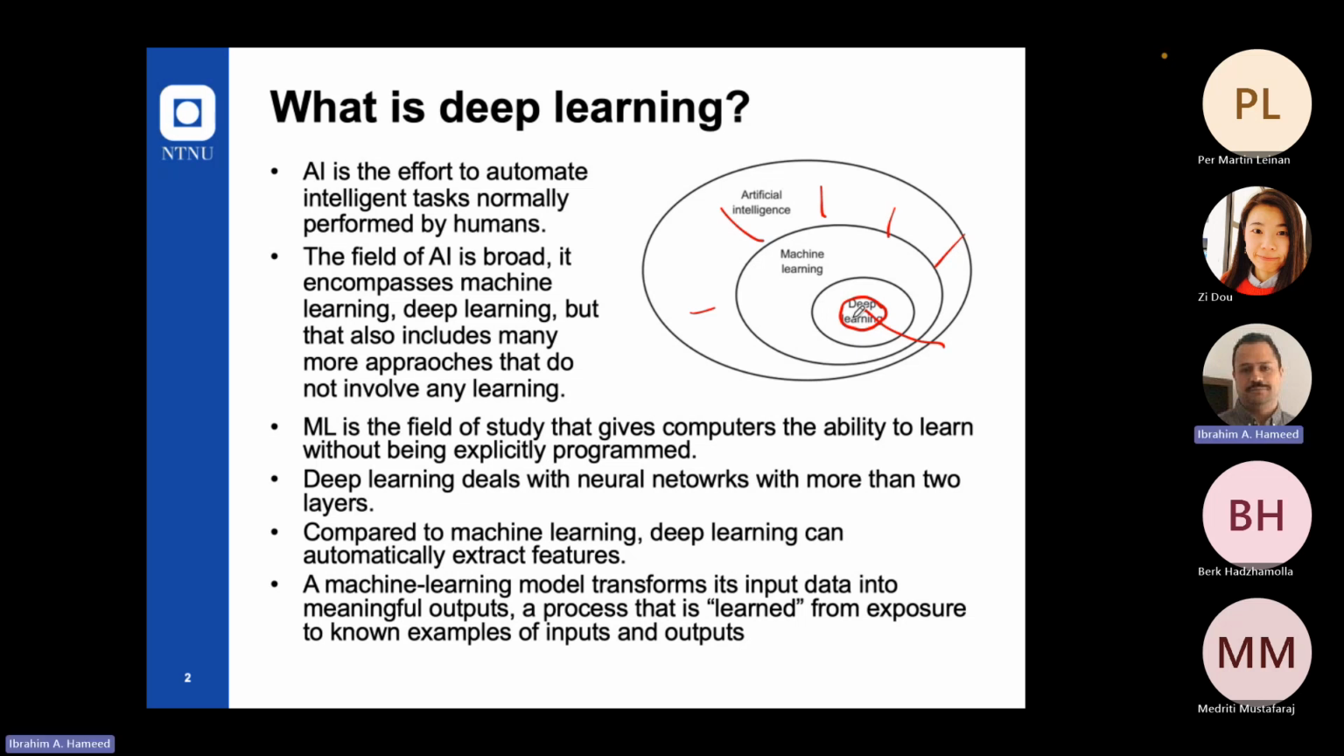So artificial intelligence is a very large umbrella and it includes many areas. Underneath artificial intelligence, we have machine learning. Machine learning is a field of study which gives computers the ability to learn without being explicitly programmed. So machine learning models learn from data, right? They learn from data, so it's not from humans.